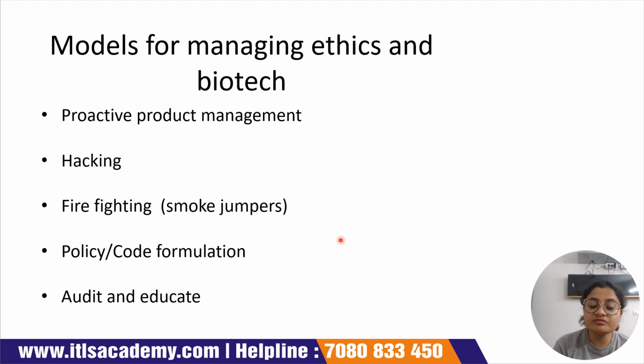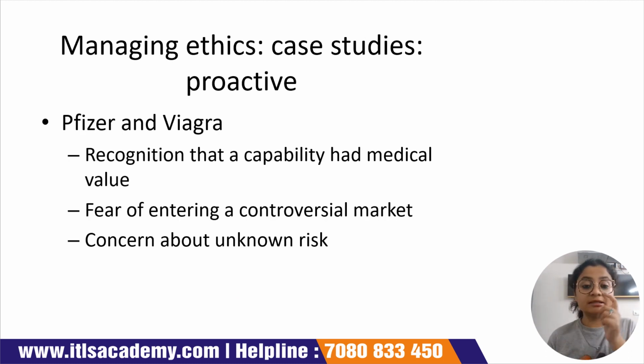Now there are some models for managing ethics in biotech. What are they? Okay, so number one, we have proactive product management. Then we have hacking, ethical hacking and non-ethical hacking, two different branches that have also come up nowadays. Then we have firefighting, we have policy or code formulation, and we have audit and education. Audit is again something very important because it takes all the data of the different programs, workshops, seminars, and whatever different investments are going on with respect to company protocols.